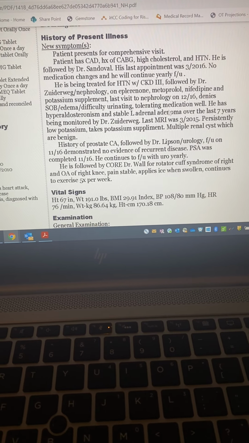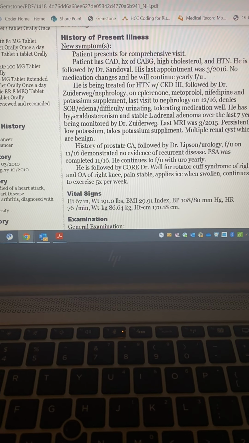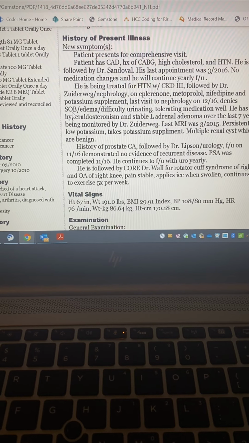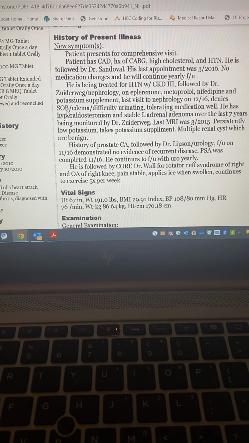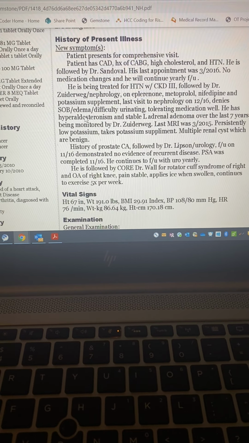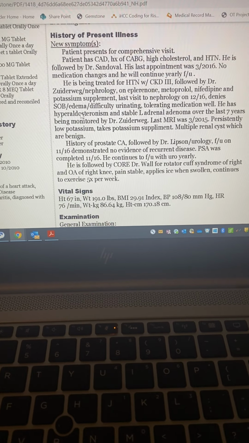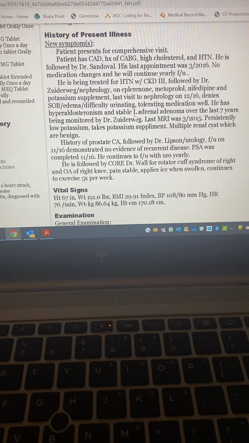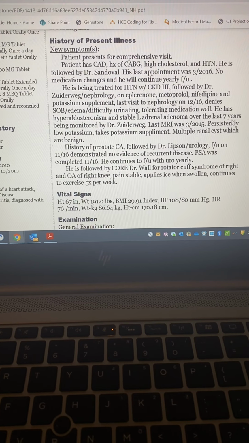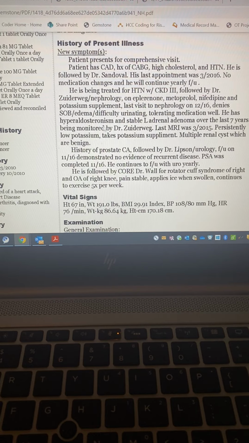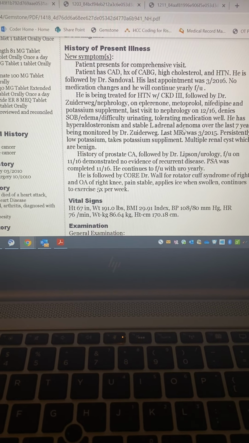And it says this patient is denying SOB. You know what SOB is? Shortness of breath. That's why I said medical terminology is going to be very important. So this patient denies shortness of breath, edema, which is swelling, fluid. When you hear somebody say they got fluid on their body or the legs swelling up, that's edema. Also difficulty urinating, tolerating medications well. It's telling you everything about this patient's history. He has hyperaldosteronism and stable adrenal adenoma.